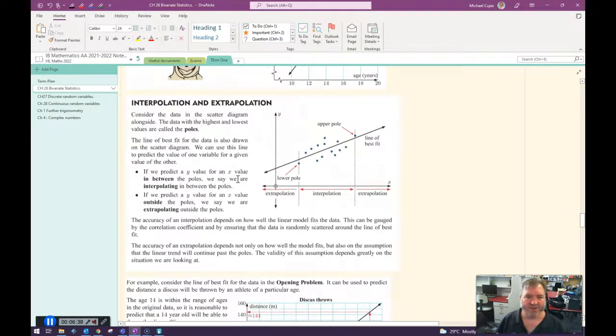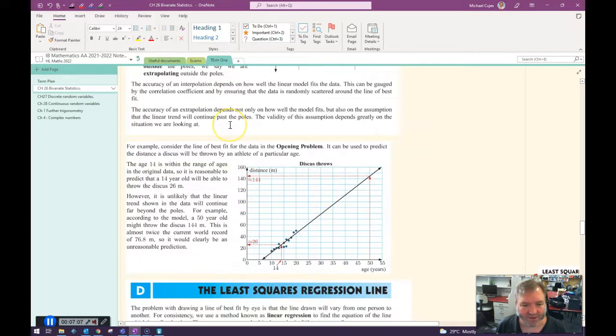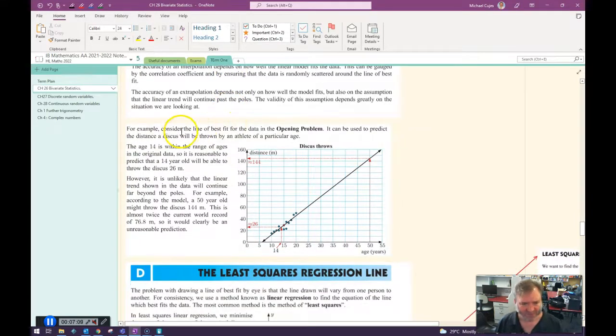Quick note about interpolation and extrapolation. The lower pole and the upper pole, they're the extreme values of our data. When you're working in between those, it's called interpolation because you're between the poles. Extrapolation is outside those areas. In general, with interpolation, we've got much more confidence about whether or not our prediction is true. Extrapolation is a lot harder to predict. We can't be as confident that we're going to be getting correct values using our rule outside those ranges.